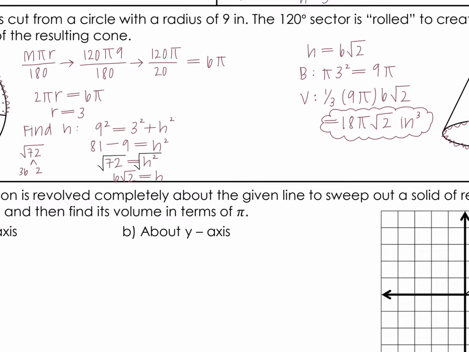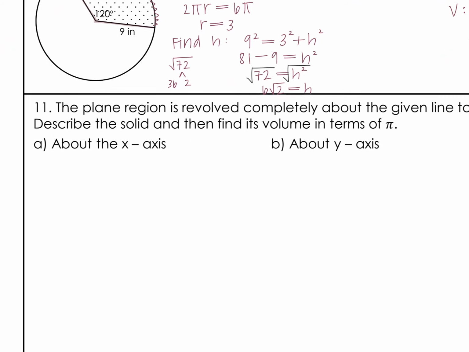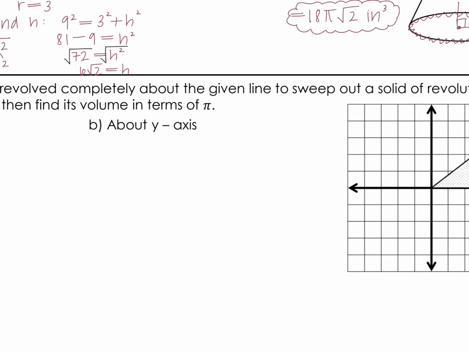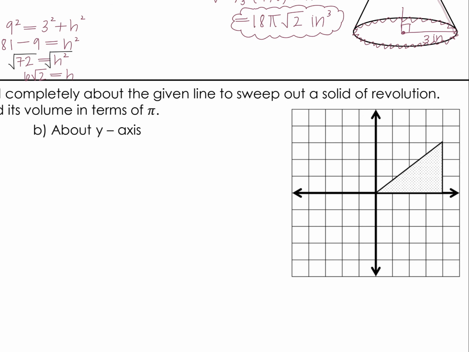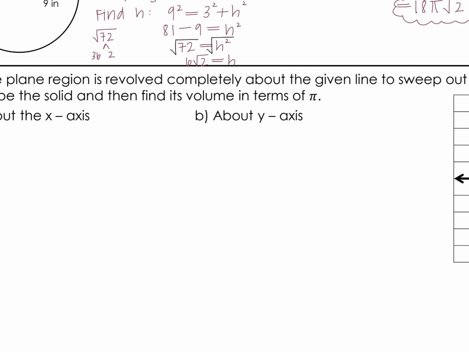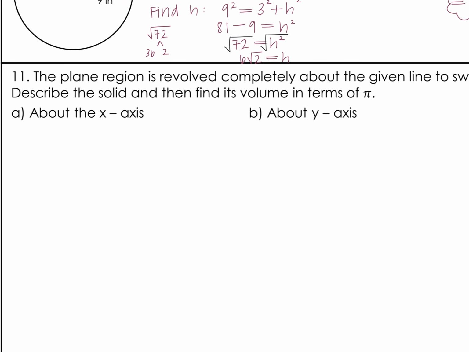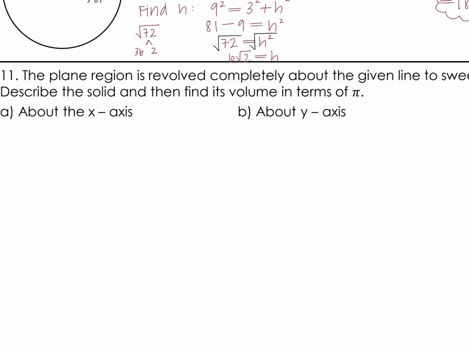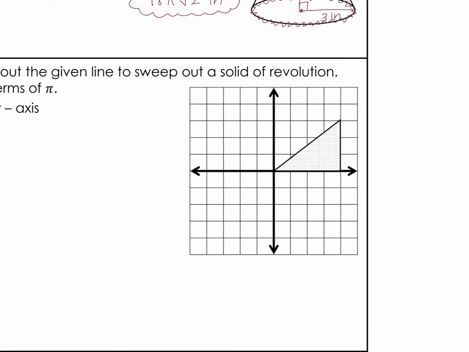All right, now let's move on to our last problem. We have the plane region is revolved completely about the given line to sweep out a solid of revolution. We're going to describe the solid and find its volume in terms of pi. So for part A, we're going to rotate it about the x-axis. So I'm going to start off by just highlighting my x-axis here.